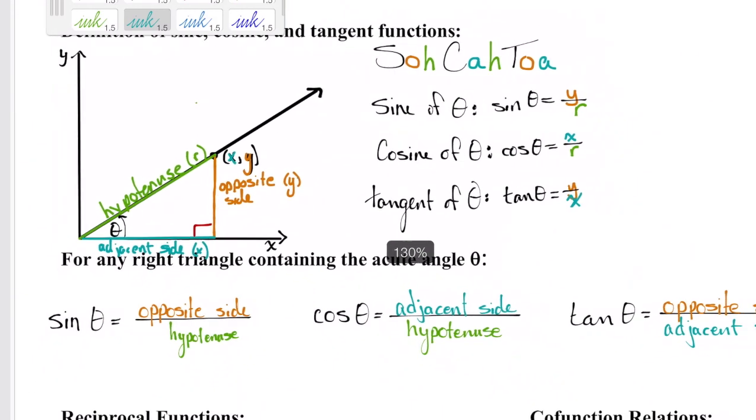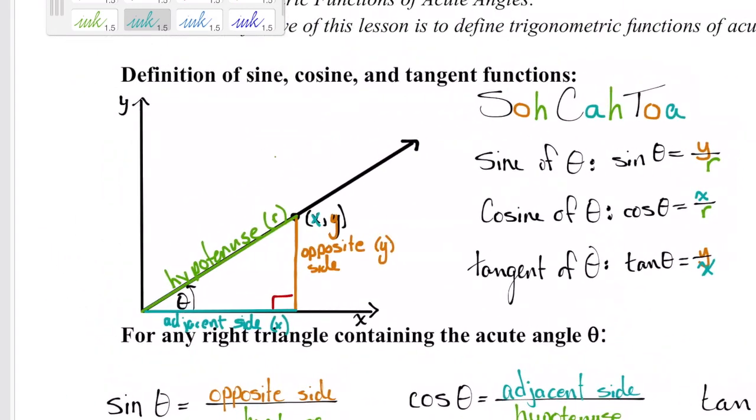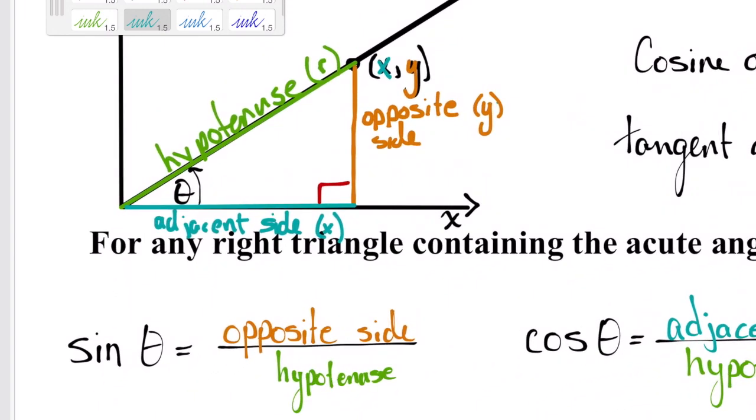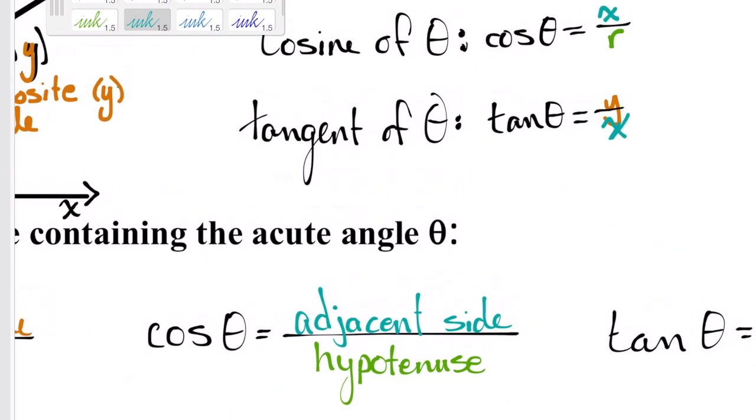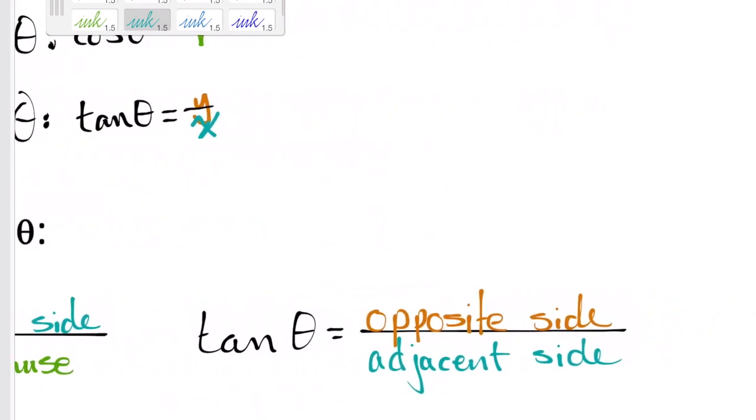And so here is basically the same thing but in words. The opposite side over the hypotenuse gives you the sine of whatever the angle is. Cosine of whatever the angle is equal to the adjacent side over the hypotenuse. And tangent of whatever that angle theta is equal to opposite over the adjacent side.